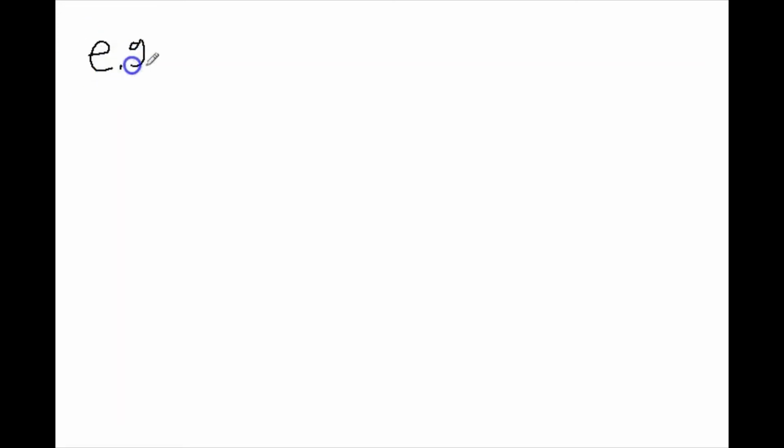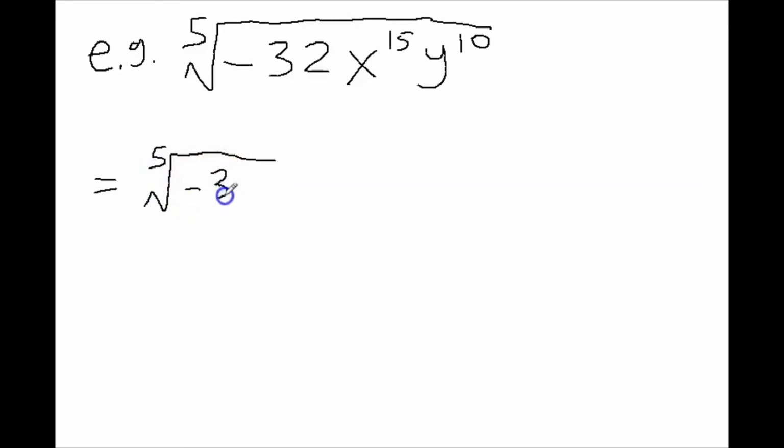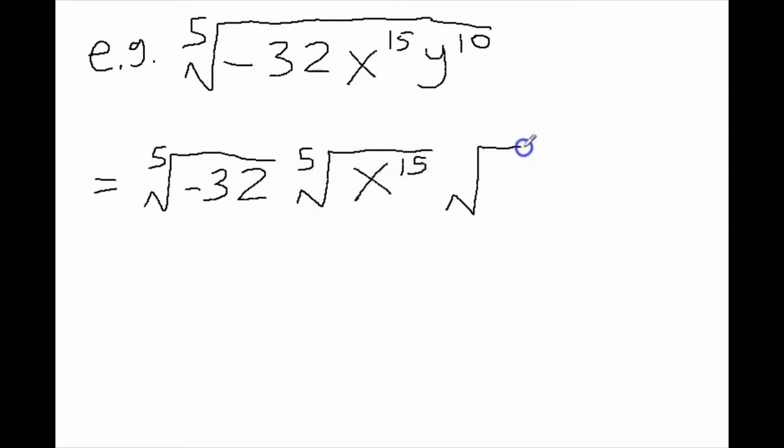Okay, try this. For instance, the 5th root of negative 32 x to the 15th, y to the 10th. Okay, split this up into 3 parts. The number part, the 5th root of negative 32, and you could have a calculator that does this, finds 5th roots of a number. The 5th root of x to the 15th, the 5th root of y to the 10th. Your calculator might have a button that'll allow you to find the 5th root of negative 32. Check your owner's manual.